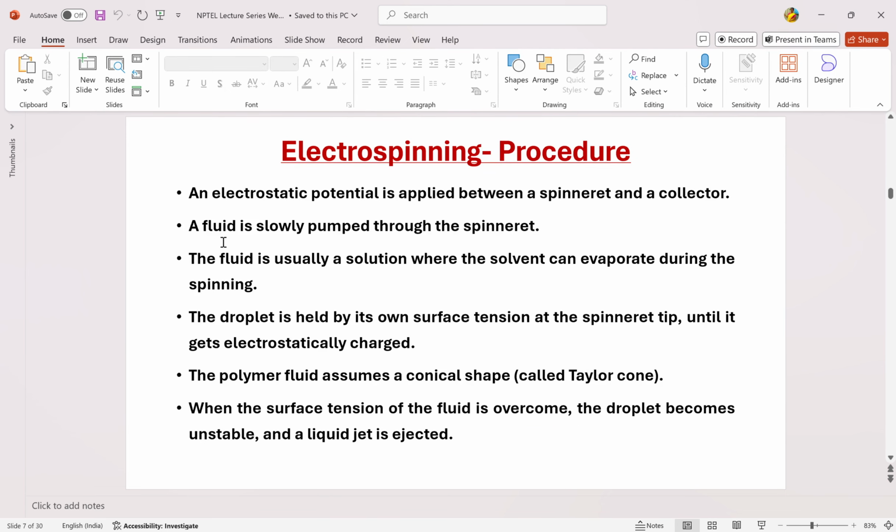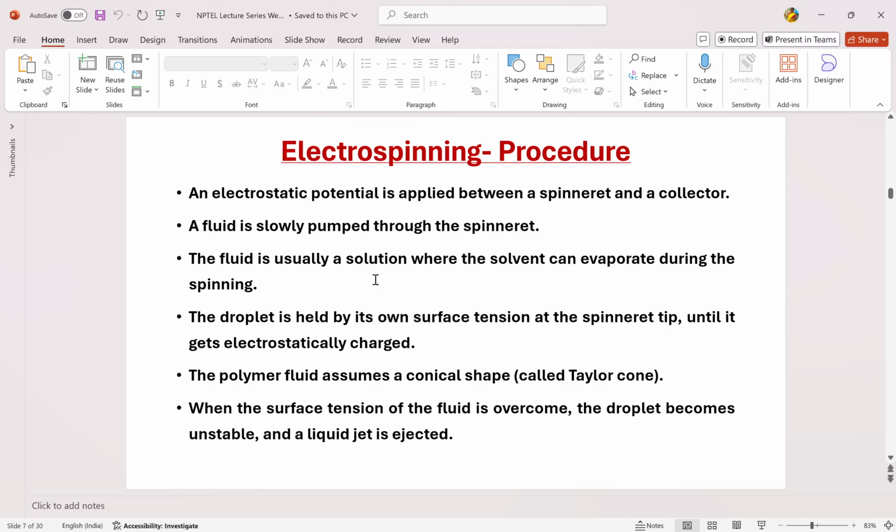Okay, so the fluid is slowly pumped through the spinneret. This pumping is regulated by the flow rate. So you have to maintain a steady flow rate. The flow rate should not go up and down. If there is a difference in flow rate, then you will get different diameters of nanofibers. So your flow rate should be constant.